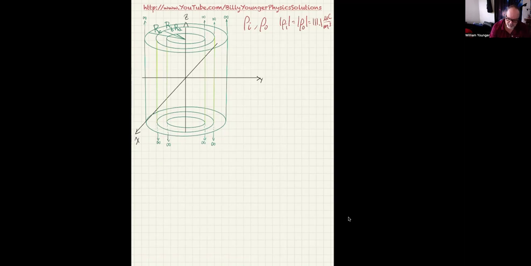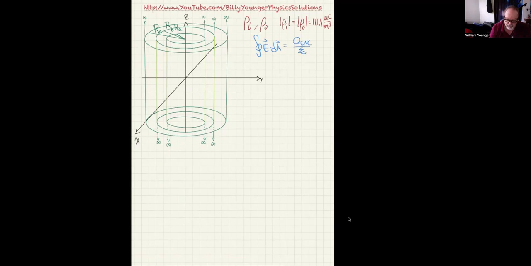Now, what we have here is a Gauss's law problem because of the symmetry. We can use Gauss's law. And Gauss's law says the closed integral of E dot dA is equal to Q enclosed over epsilon naught.